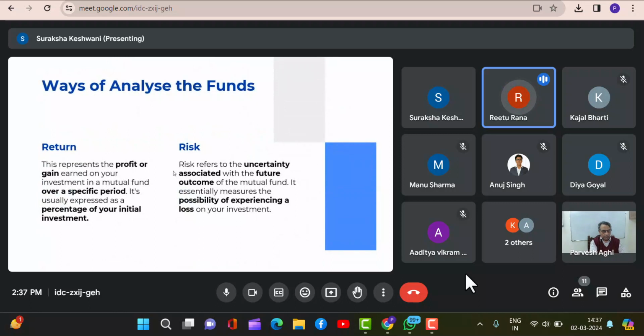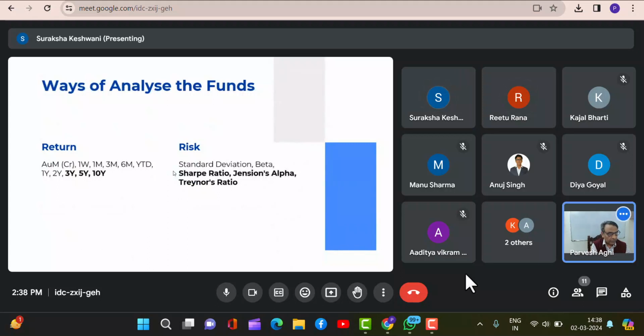So these are the ways to analyze the funds. When we talk about the return side, this represents the profit or gain earned on your investment in a mutual fund over a specific period of time. It is usually expressed as a percentage of your initial investment. When we talk about the risk side, this refers to the uncertainty associated with the future outcome of the mutual fund; essentially, it measures the possibility of experiencing a loss on your investment. Now, Suraksha will continue. So, am I audible?